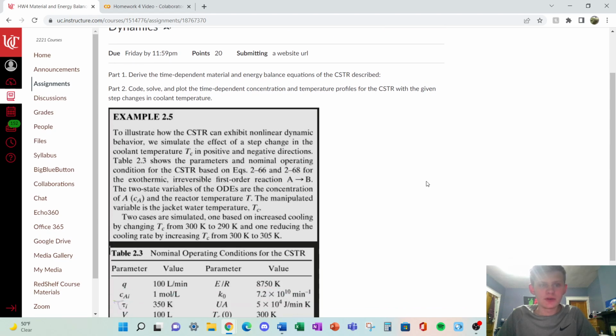In this part, we're going to be coding, solving, and plotting the time-dependent concentration and temperature profiles for the continuously stirred tank reactor, with the given step changes in the coolant temperature.